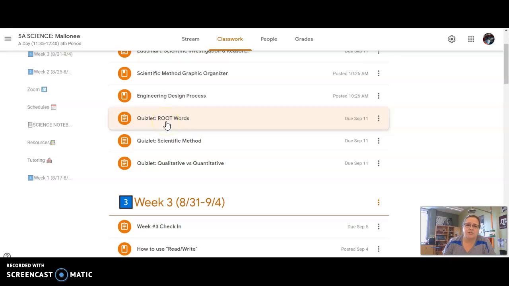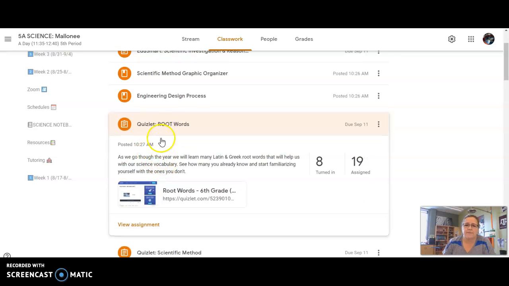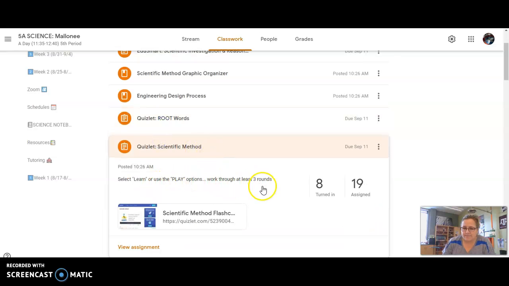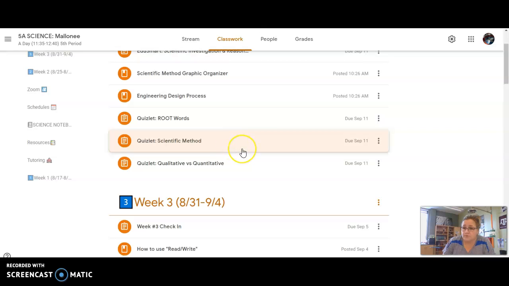Each of these in the instructions, you'll see that it tells you to go through them at least 3 times because it only gives you a chunk of the words each time you play, like roughly a third. So you're going to want to play multiple times so you have exposure to all of them. All right, that was your assignment. So making your notes pretty for scientific method and engineering design process, right? And then playing these Quizlets.